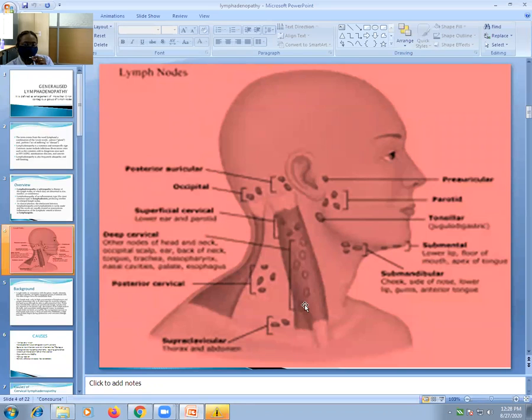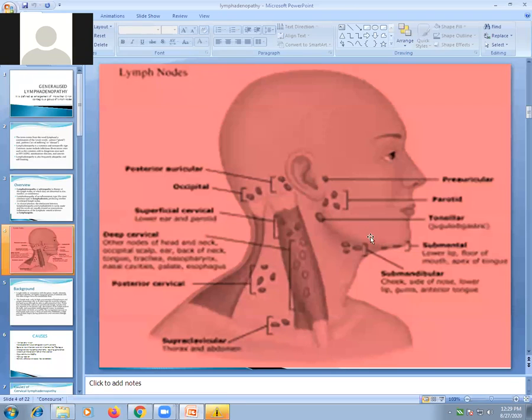Then in the cervical group, there are the superficial cervical group and the deep cervical group of lymph nodes. The superficial cervical group lies overlying the sternocleidomastoid muscle, and the deep group of cervical lymph nodes lies behind, or posterior to, the sternocleidomastoid muscle. The deep group mainly includes jugulo-digastric and jugulo-omohyoid, the two important groups of lymph nodes. The lymph from the superficial group ultimately drains into the deep group of cervical lymph nodes. And then comes the supraclavicular group of lymph nodes, above the clavicle.